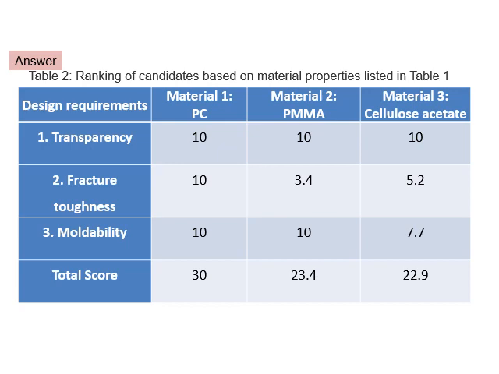For example, polycarbonate has optical quality transparency, and the fracture toughness is quite high, and then the moldability. So you can get 30 points. For PMMA, the fracture toughness is much lesser than polycarbonate, so you can rate it as 3.4, and the total sum will be 23.4. As for cellulose acetate, the moldability and the fracture toughness are lesser than polycarbonate, so you have the lower score, which is 22.9. So based on this, obviously you can go for material 1 as the best selection for the helmet visor.